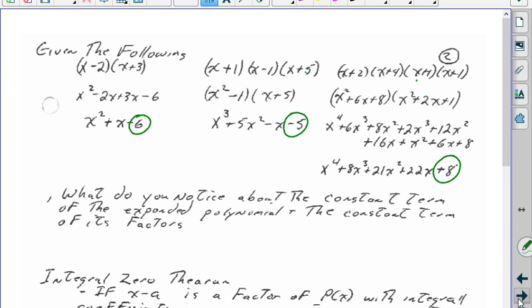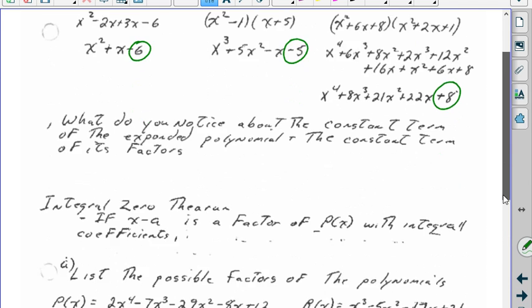Okay. So the zeros are always factors of that constant term. Now, what happens if I put a 2 in front of some of these things? That's a little bit different because there are other factors that we're going to have to look at, or other zeros that we're going to have to look at.